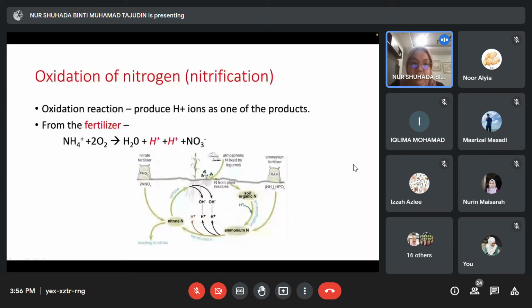Okay, then the third one is oxidation of nitrogen. For examples, when you put fertilizer. Okay, here is the nitrate fertilizer. Okay, so in order for it to be available to the crops, okay, there is bacteria. Bacteria will change the ammonium to nitrate. This is the process done by the bacteria.